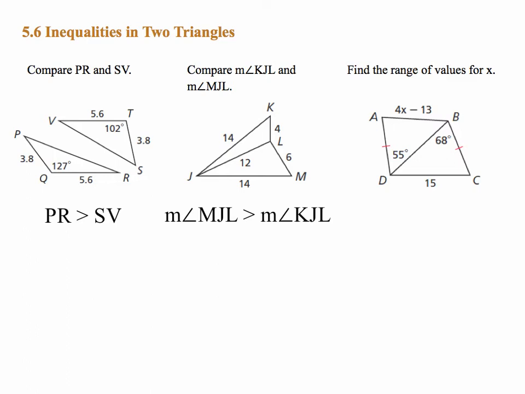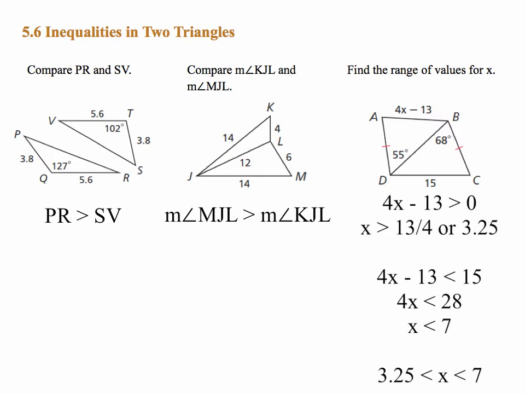Finally, we need to find the range of values for x. The first thing that has to be true is that segment AB cannot be 0 or negative. So what we have to do is make sure that 4x minus 13 is greater than 0. Second thing, we do a comparison. 4x minus 13 is opposite of the 55 degrees, whereas 15 is opposite of the 68 degrees. This means that 4x minus 13 is less than 15.